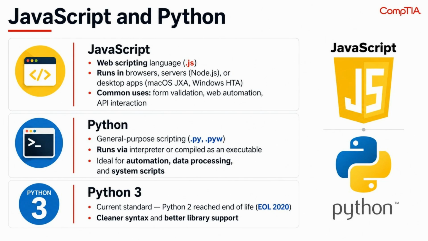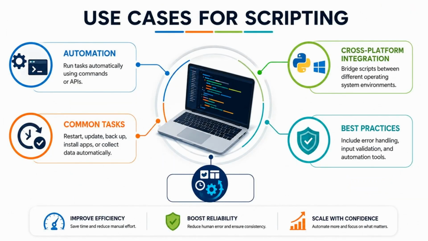Python is general-purpose scripting using .py or .pyw, run via interpreter or compiled as an executable, ideal for automation, data processing, and system scripts. Python 3 is the current standard, since Python 2 reached end of life in 2020, offering cleaner syntax and better library support. Here's a visual summary of scripting use cases. Notice how the same core idea, automating a repetitive task, shows up across system administration, networking, and application workflows alike.